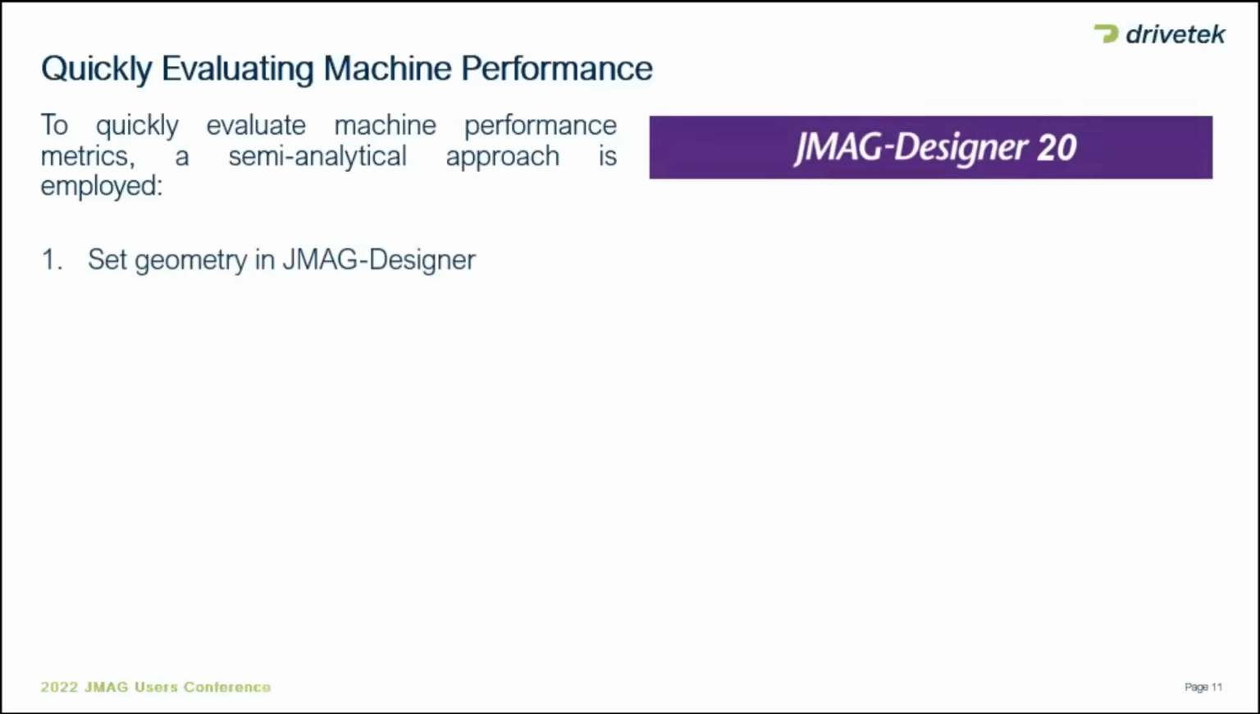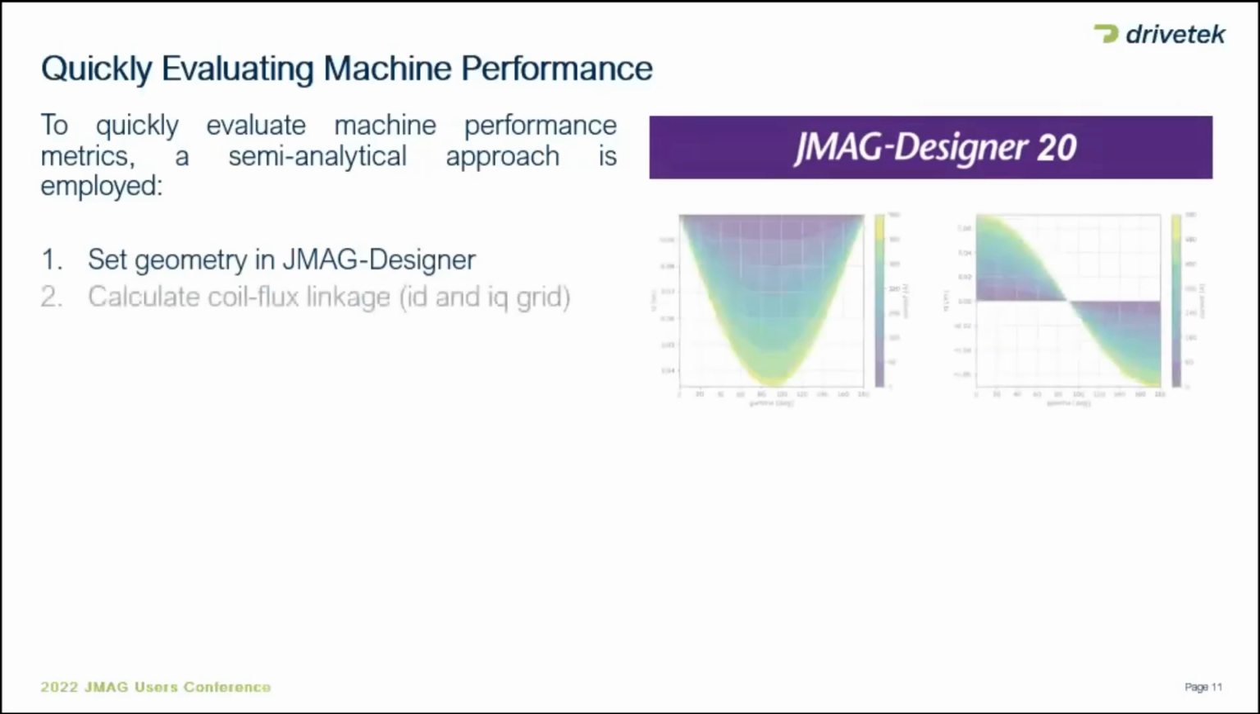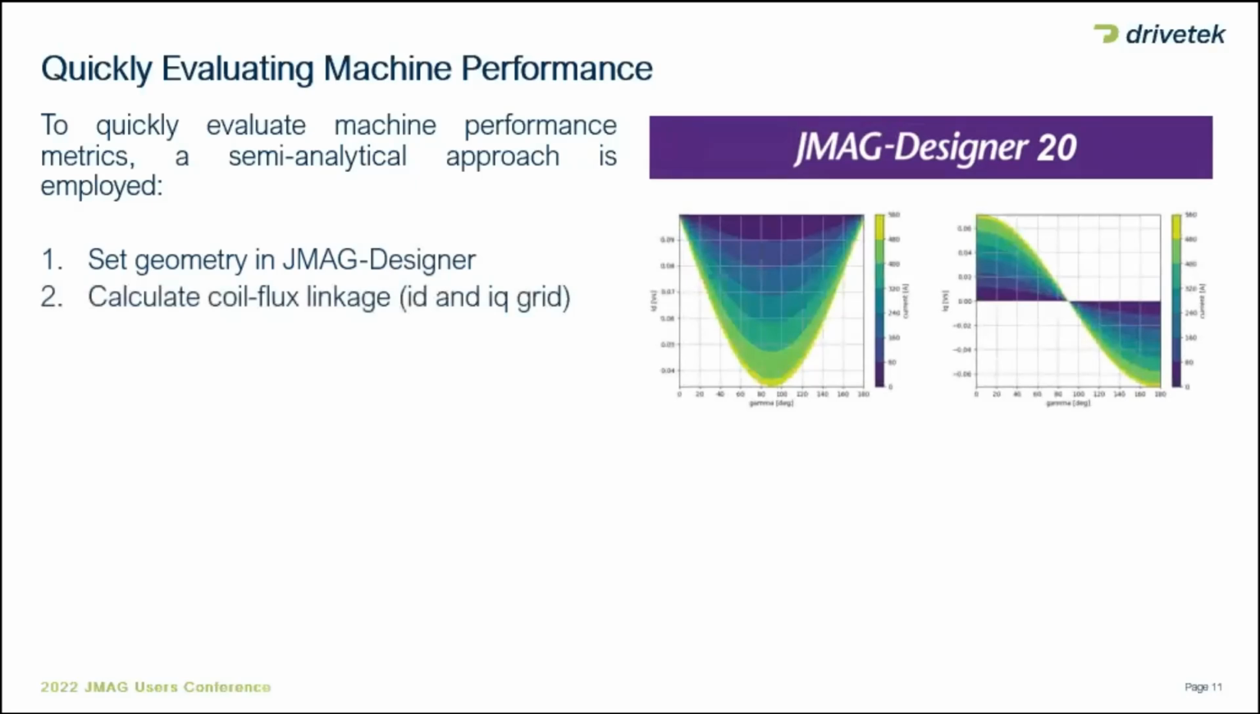So first of all, we need to set the geometry in JMAG. This is your standard modeling phase where you use the geometry editor and set a baseline design. Afterwards, we calculate the coil flux linkages, where we actually employ a DQ current grid for a static analysis, and we extract those parameters from JMAG. After we extracted those parameters from JMAG, we start building our analytical models, and that's also where the know-how and the IP is located.